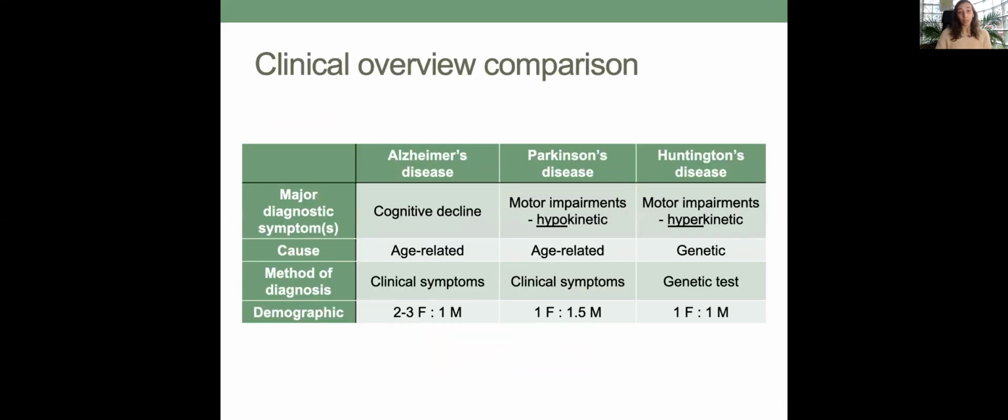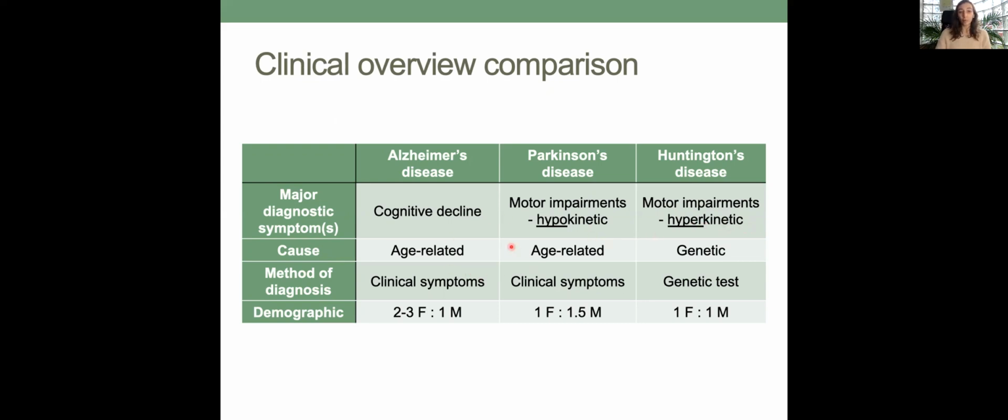To wrap up this first lesson, here is a table that compares these three diseases we just talked about based on their major diagnostic symptom, the major cause, if we know, the method in which a clinician will diagnose this disease, and the female to male ratio for diagnosis. So when we're thinking about these three diseases, Alzheimer's is primarily a cognitive disease. Parkinson's is characterized by motor impairments that are hypokinetic, so a lack of movement. And Huntington's disease is a motor impairment that is hyperkinetic, or too much movement.